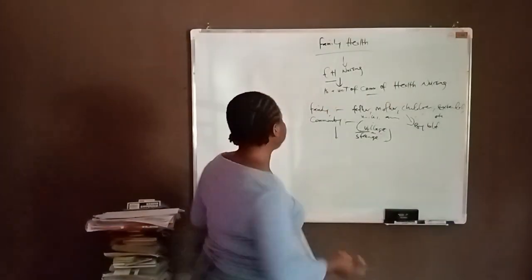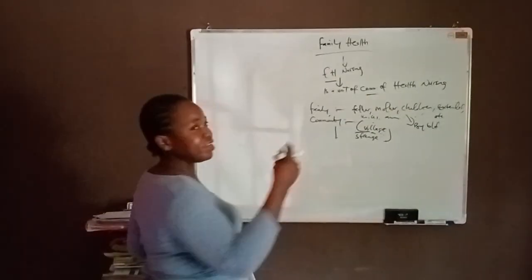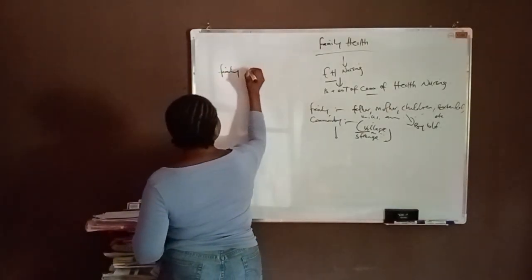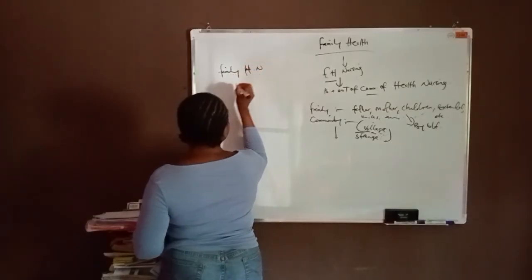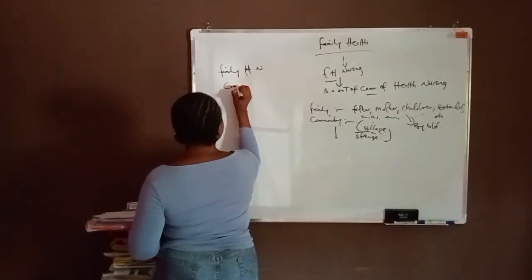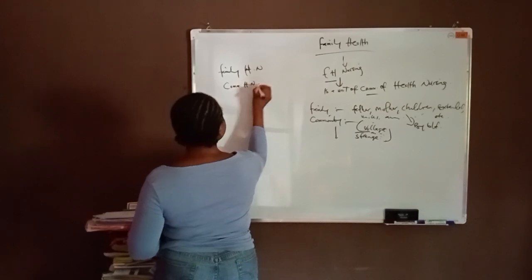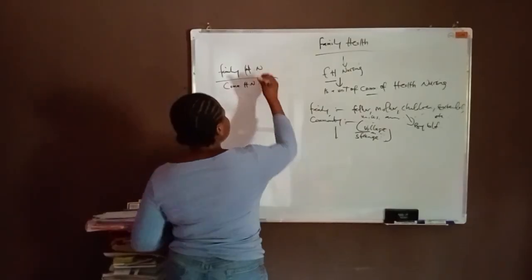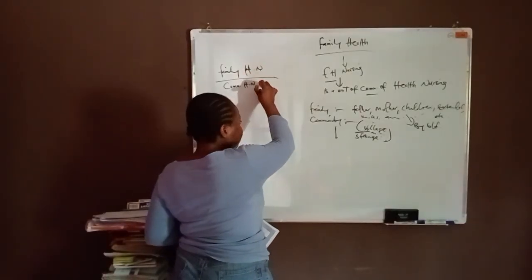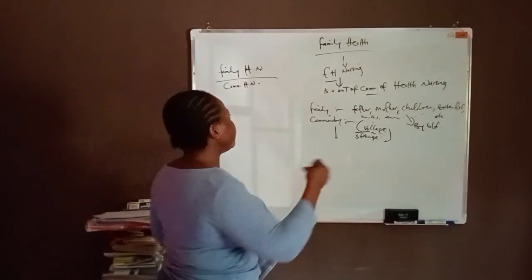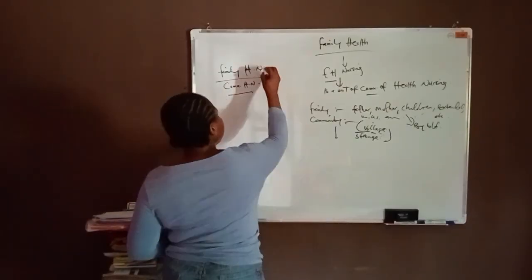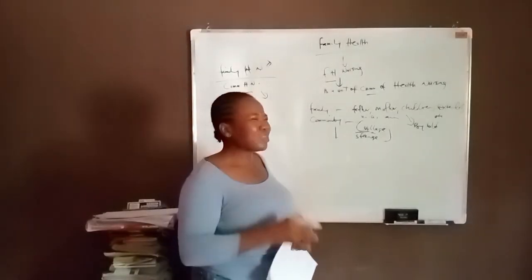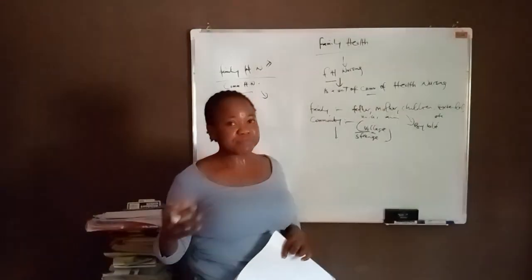Now let's tell the difference. What are the differences between family health nursing and community health nursing? What are the things that make them different? We say family health nursing is a unit of community health nursing, right? If we want to talk about community health and family health, what are their roles, their specific duties and responsibilities?